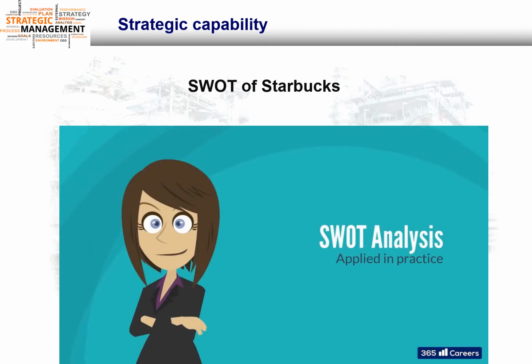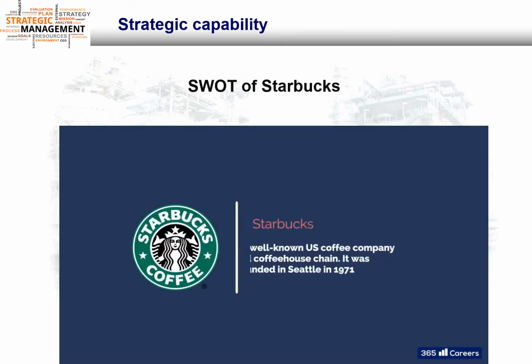Okay, great. So in this lesson, our goal would be to apply the SWOT framework in practice. Shouldn't be that difficult, right? The company we'll examine is Starbucks, the well-known U.S. coffee company and coffeehouse chain. It was founded in Seattle in 1971 and operates in several countries around the world.